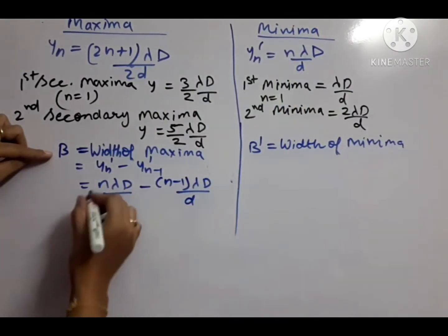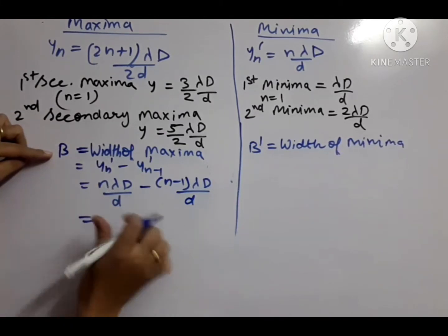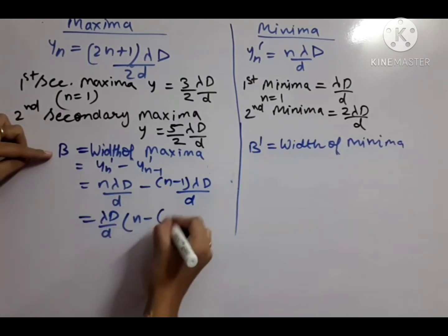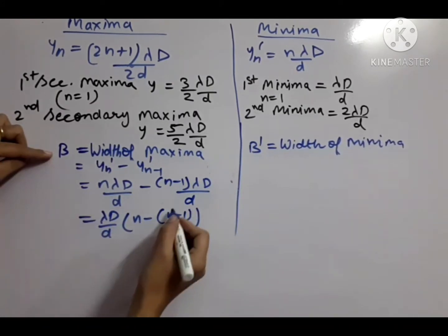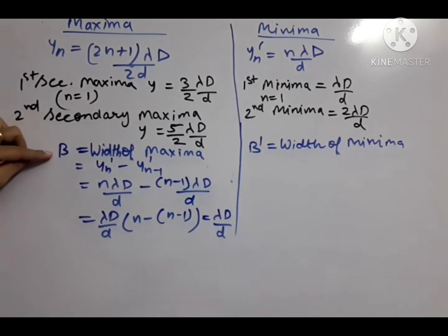Okay, after subtracting you can see, if I take lambda D by d common, then n minus 1 in the bracket. Now you can see n will get cancelled, minus minus plus 1. So we will get this answer lambda D by d.